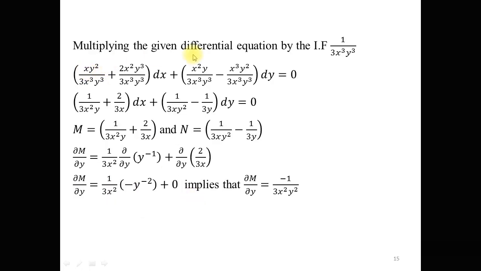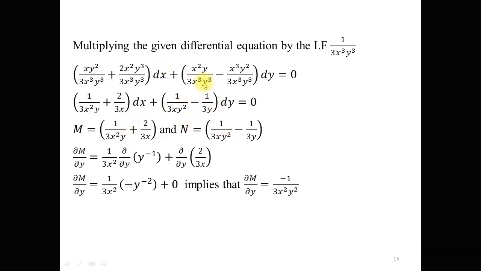Now multiplying this integrating factor by the given differential equation, we obtain (xy square divided by 3x cube y cube plus 2x square y cube divided by 3x cube y cube) dx plus (x square y divided by 3x cube y cube minus x cube y square divided by 3x cube y cube) dy equals 0. After simplification we obtain the new M function and the new N function.